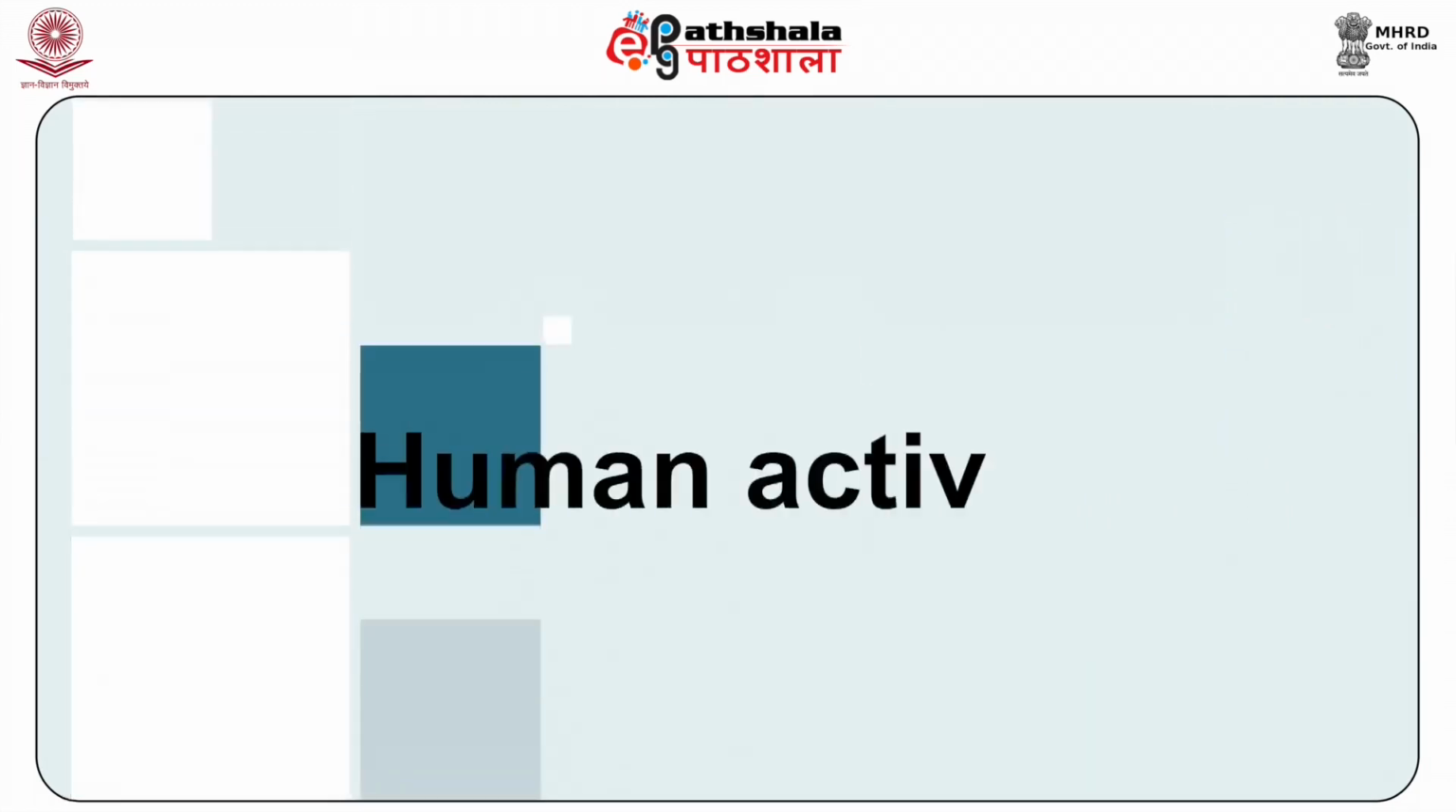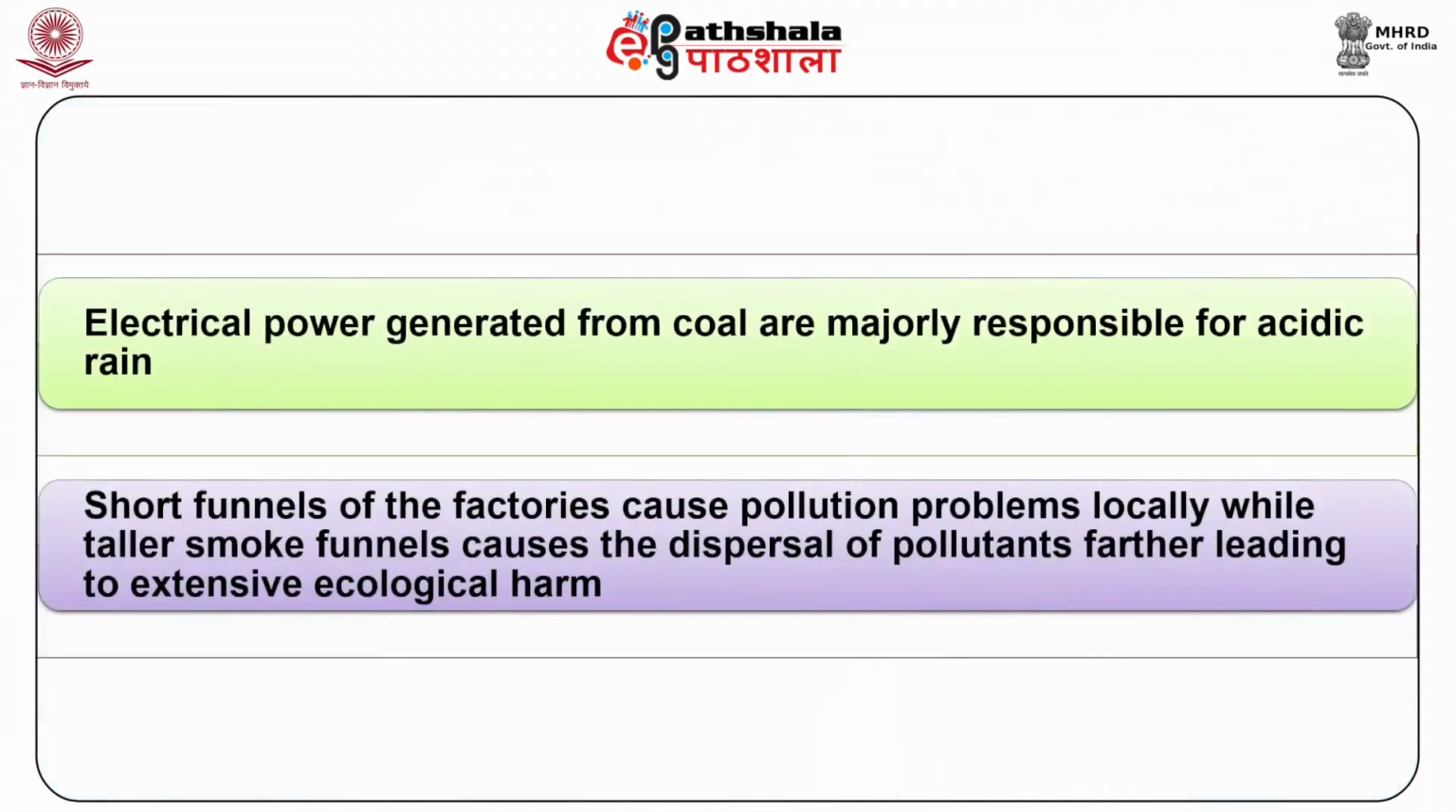Glacial ice of thousands of years in remote parts of the world also shows acidic deposits. Shedding of needles by the vegetation in the coniferous forests makes the soil naturally acidic. Second is human activity. Motor vehicles, factories and electricity generation that emit nitrogen and sulfur compounds are the principal cause of acid rain. Electrical power generated from coal is majorly responsible for acidic rain.